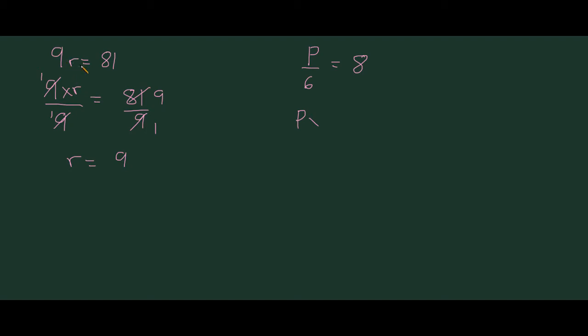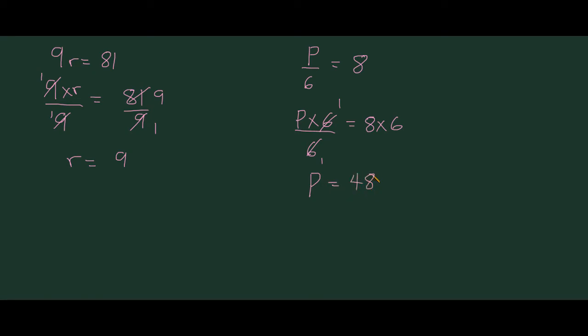This is 9 times r. So if you have a multiplication sentence, you have to divide both sides by the number that is beside the unknown. And if we have a division sentence, we multiply both sides by the number the unknown is divided by. So that will be p multiplied by 6 divided by 6 is equal to 8 multiplied by 6, and 6 will cancel out, and 8 times 6, that's 48, and we have 1. So p multiplied by 1, p divided by 1, that will still be p equals 48.